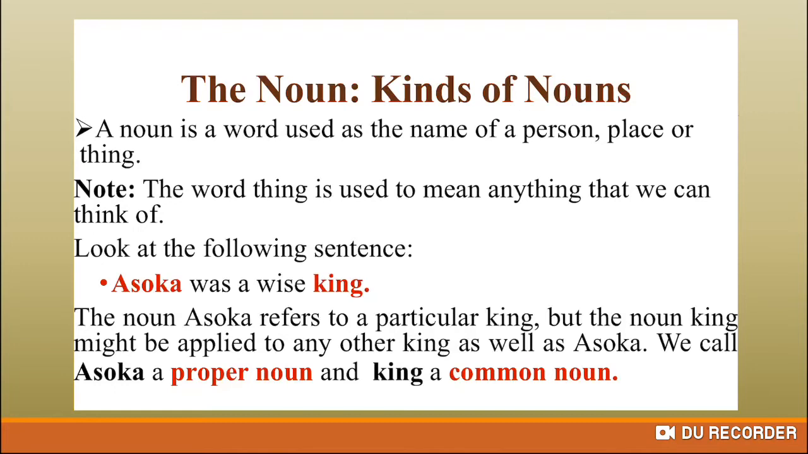When we talk about anything that we can think of, it is also a noun. Look at this example: Ashoka was a wise king. Ashoka over here refers to a particular king. So when we talk about a particular person, place, or thing, that would be a proper noun. And king is a common noun. Why is king a common noun? Because the word king is shared by many kings of the world. So king over here is a common noun, and Ashoka is a proper noun.